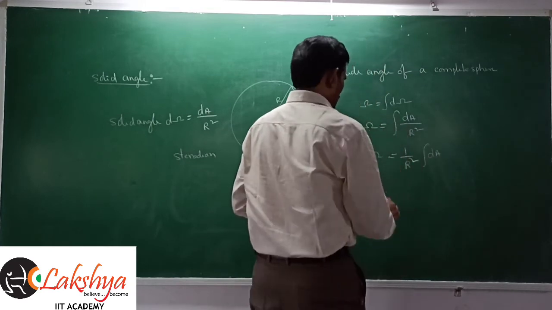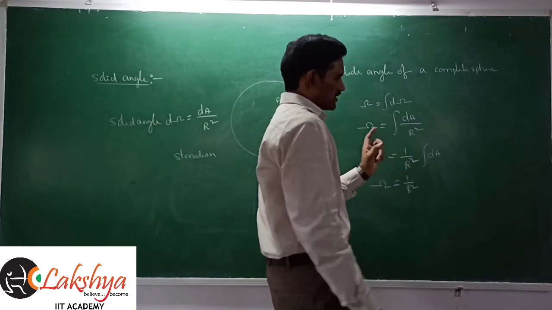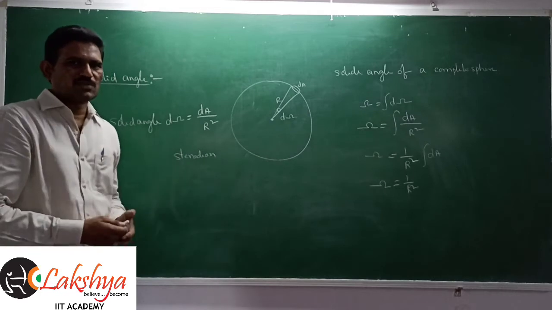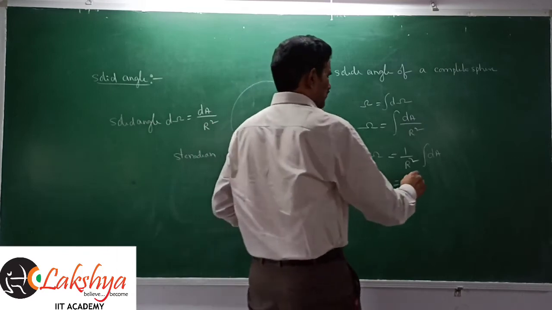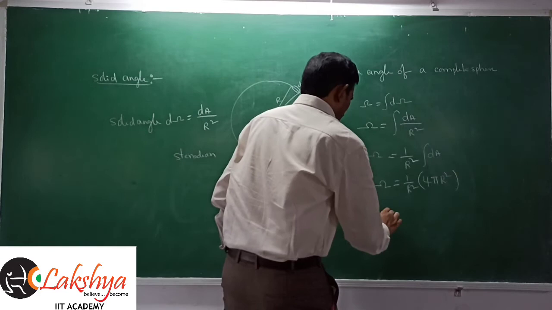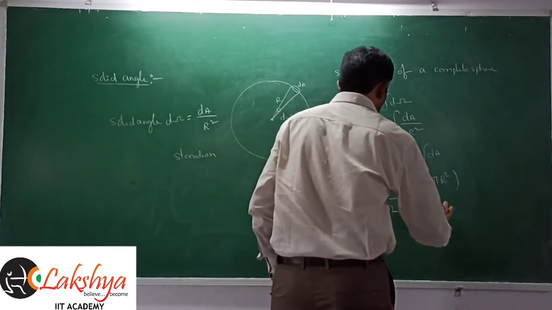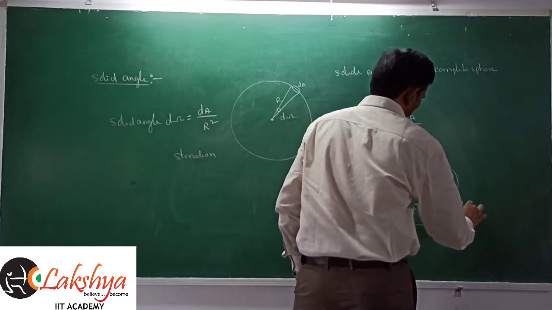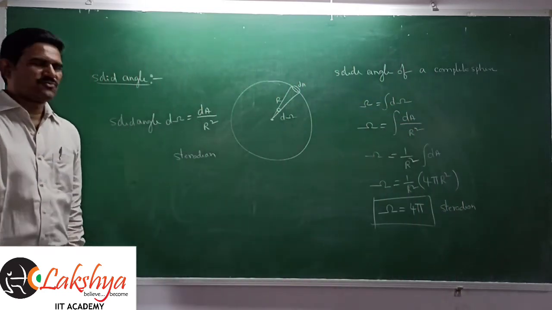So omega is equal to 1 by r square into the integral of dA. dA is nothing but such a small elemental area of the sphere. If we add them up, we get the complete area of the sphere, which is 4 pi r square. Therefore, the complete solid angle will be 4 pi steradians. So the complete solid angle of the sphere will be 4 pi steradians.